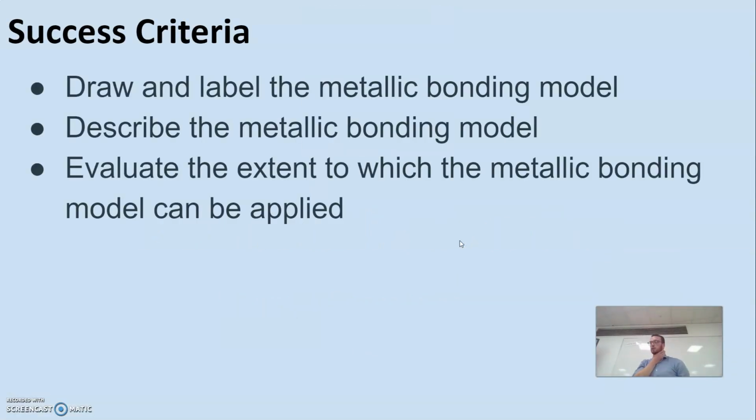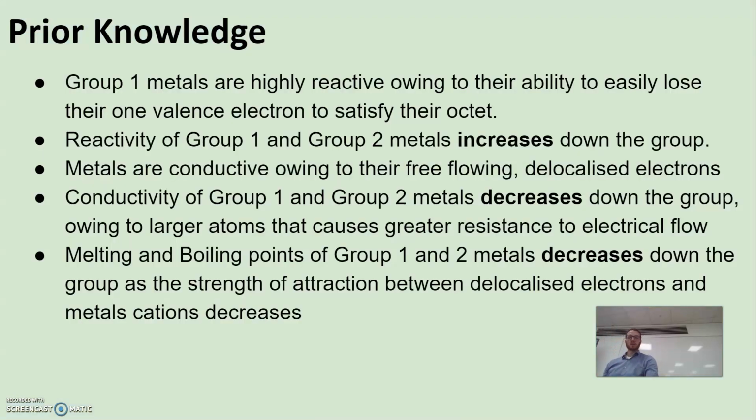Fairly straightforward. Draw and label the metallic bonding model. Describe the metallic bonding model. So those two essentially go hand in hand. And evaluate the extent to which the metallic bonding model can be applied, right? So what that essentially means is, what are the limitations of the metallic bonding model? What properties of metals can it not describe?